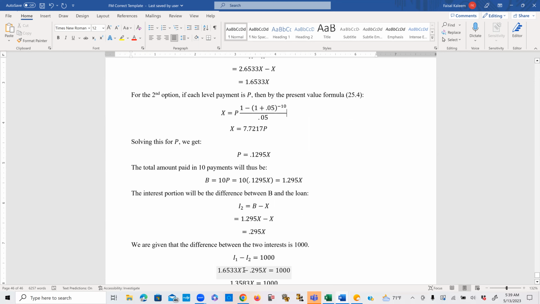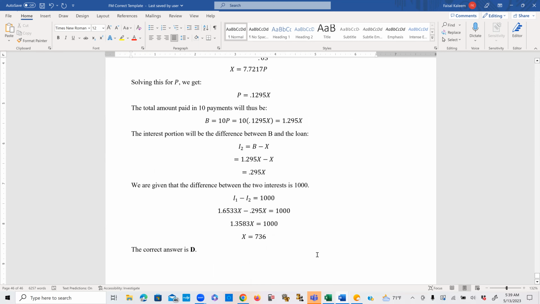So we substitute what I1 and I2 were. And this gives us 1.3583X equals 1,000. We divide by 1.3583 to get X equals 736. That was choice D.